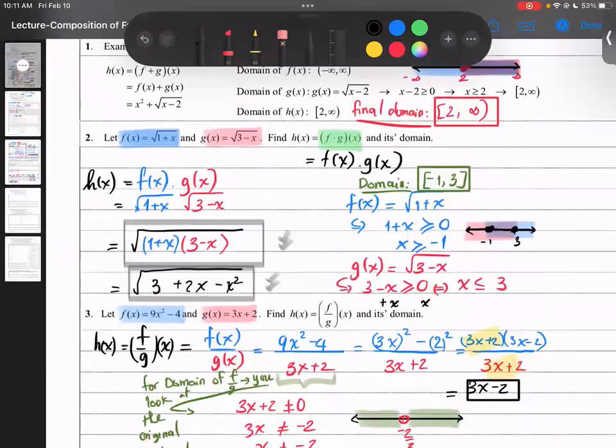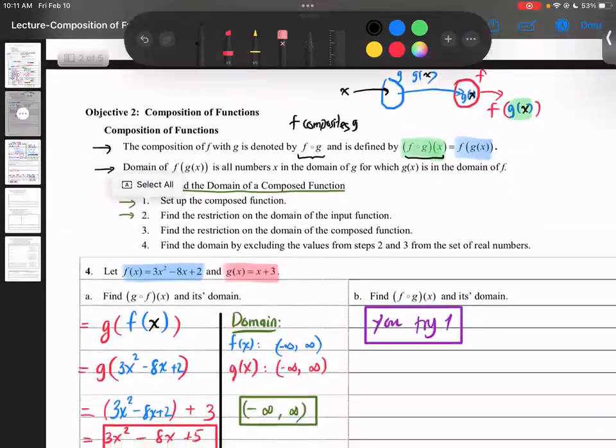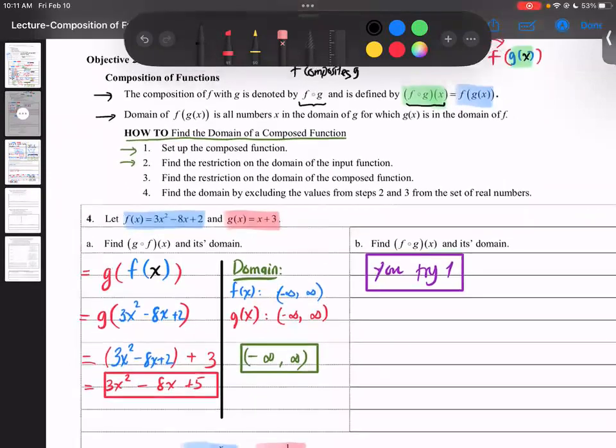Composite function is slightly different, actually a whole lot different. For composite function, you put one function inside another function. It still starts out with two, but the way you operate them is a little bit different. You just shove one into another. How do I find the domain of a composite function? I find the domain of the input function, the one inside, and then I find the domain of the composite function, the very final one that you had.